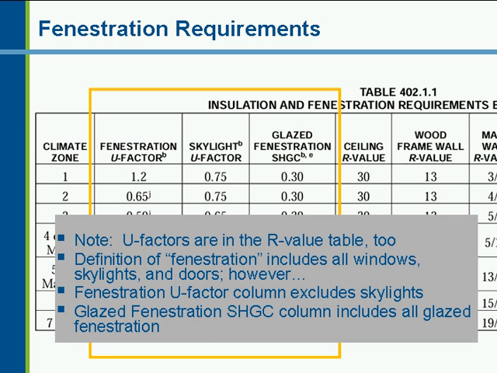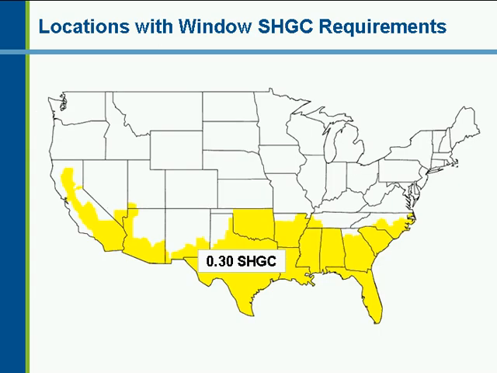So you would use the skylight column rather than the fenestration column for any skylight requirements. And similarly, the third column that says glazed fenestration, which relates to the solar heat gain coefficient, includes all glazed fenestration, both skylights and vertical, and any glazing within doors, but of course it would not apply to opaque doors. The solar heat gain coefficient requirements are limited to climate zones 1 through 3, which is the southern portions of the U.S.